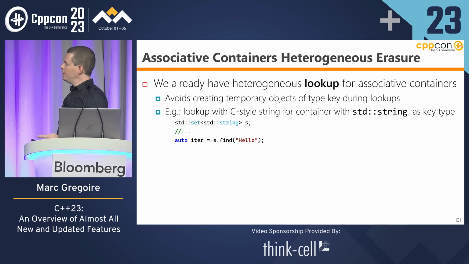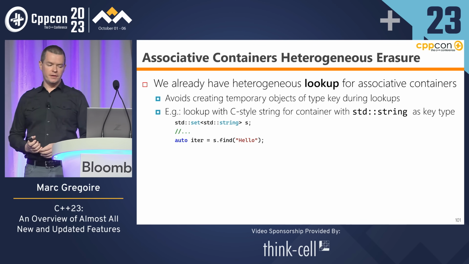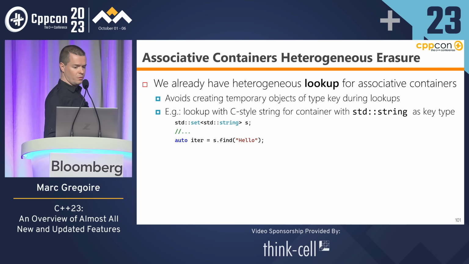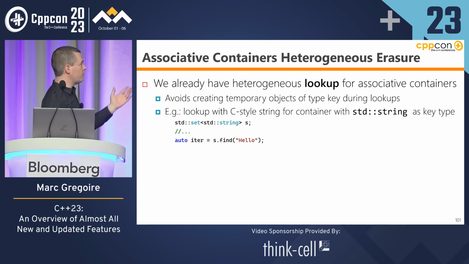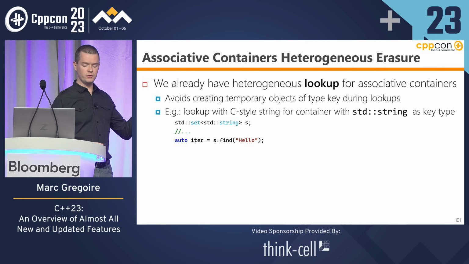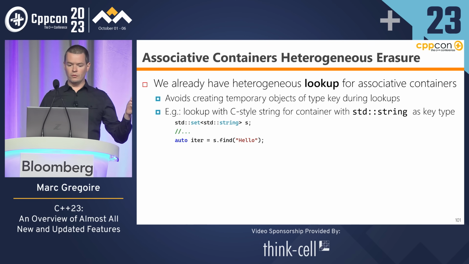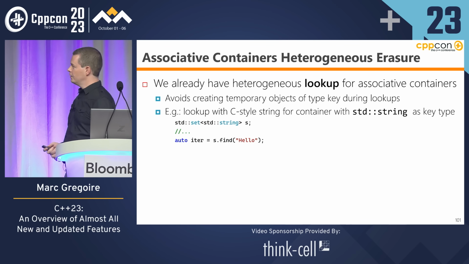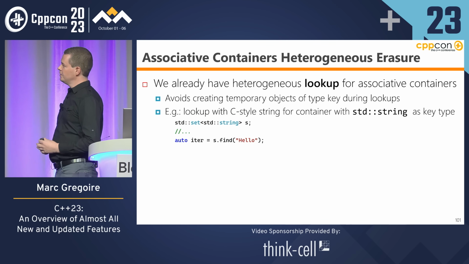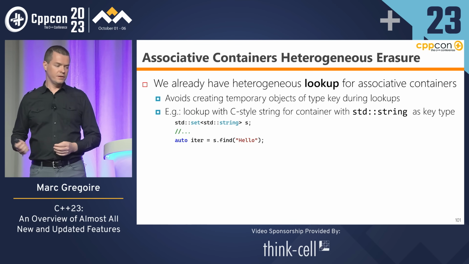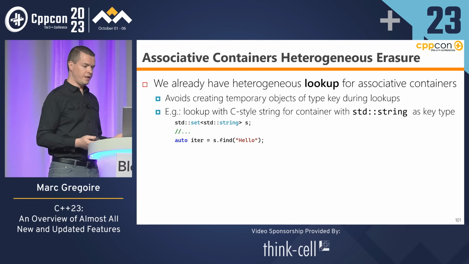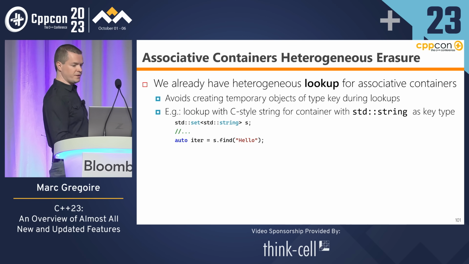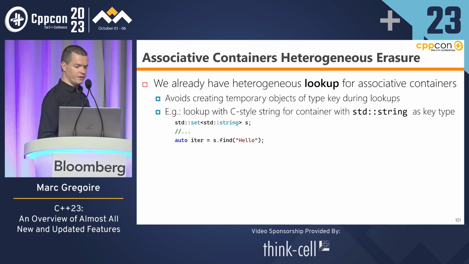So we already have, for a while, I don't remember exactly which standard introduced it, heterogeneous lookup. What does this mean? If I have a set of std::strings, and I call find on this set, passing a C-style string, then in the past this would create a temporary string. It will take the C-style string "hello", make a temporary std::string, and pass that to find. So there is some overhead involved here.